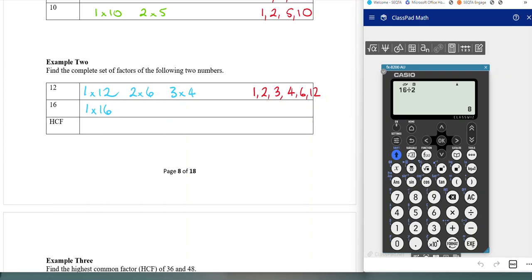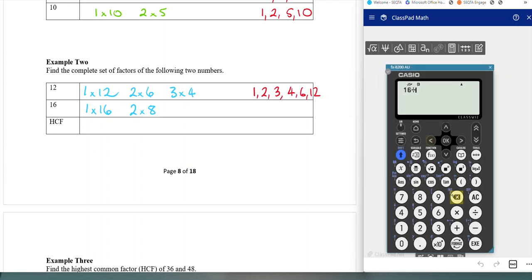It's 8, so it's 2 times 8. Then you go, all right, now I'm going to try 3. You can actually just use a back arrow if you like and just change that 2 to a 3 instead of typing it all over again. Oh, if you get a fraction or a decimal in there, that means that number doesn't work. Okay, so 3 doesn't work.